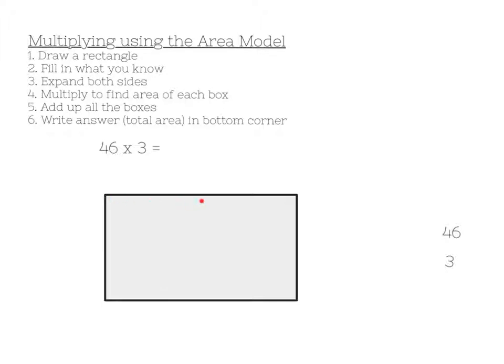Because our length is longer, I'm going to choose the bigger number, which is 46. Then I have to fill in for my width, and because 3 is smaller, I'm going to put it on my side.